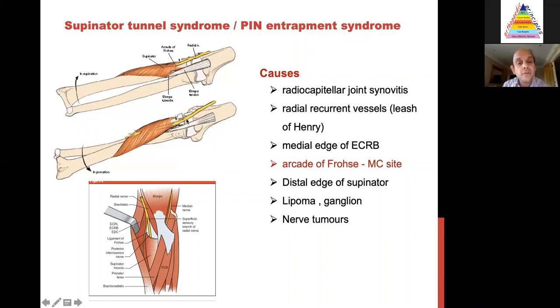Then in front of the radiocapitellar joint, you can have synovitis in the joint in rheumatoid patients. You have lipomas, ganglions, nerve tumors, remember all those, and then the recurrent leash of Henry vessels and the ECRB needle edge. So if you think of these pictures, you can easily remember the causes. And in any nerve entrapment, always think of ganglions, lipomas, and nerve tumors.